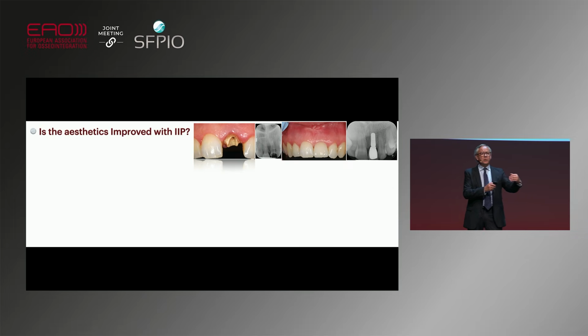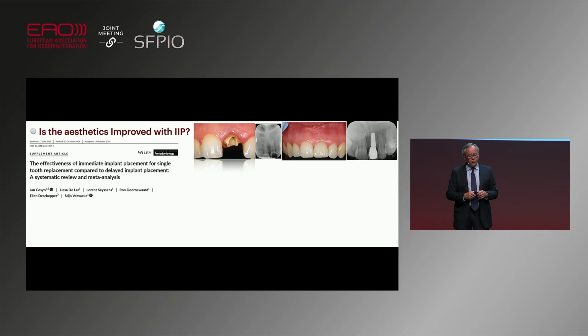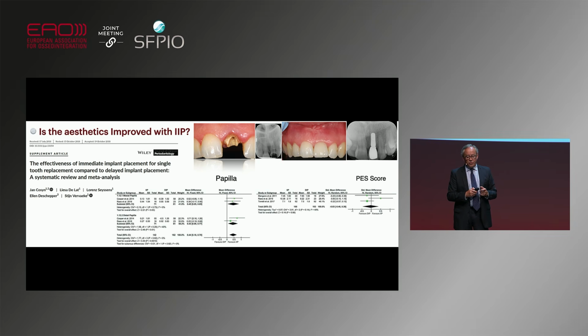So then, if we use all these protocols, irrespective of whether we use an autogenous connective tissue graft or a collagen matrix, the question is: are the aesthetics improved? And then I come back to my chairman, Jan Cosyn, who did this beautiful systematic review, asking what is the effectiveness of immediate implant placement for single tooth replacement when we compare with delayed, but using all these protocols that I have alluded to, including the connective tissue grafting and the immediate restoration.